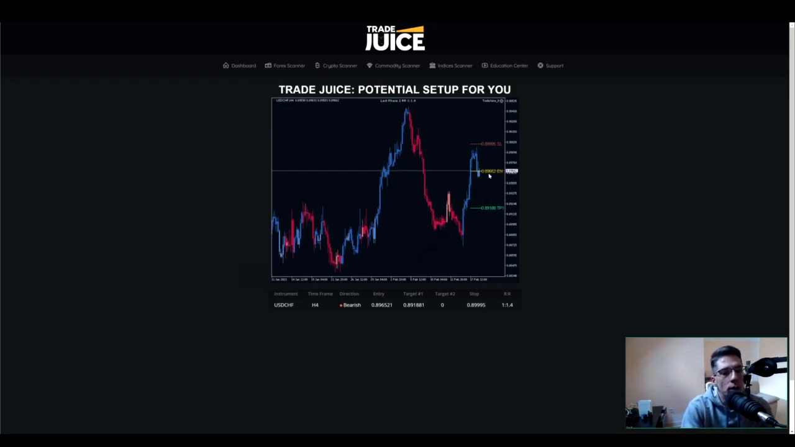So we want to be looking for a short position at 89.65.21 with a target at 89.18.81 and stop loss 89.99.95. The risk reward is 1 to 1.4. So if you risk $100, we would be making 140.